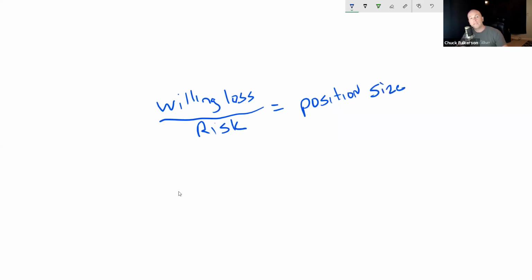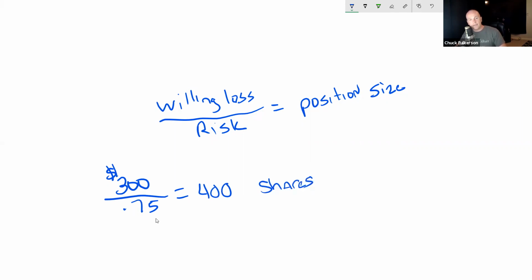Okay, so let's say that you've got a willing loss of $300, and you've got a risk of 75 cents a share, right? Well, if I take 300 and divide it by 0.75, what is 300 divided by 0.75? It's 400. I shouldn't have needed Siri to tell me that. She's good at that. So this tells me if I'm willing to lose $300, I can do, at 75 cents, 400 shares.